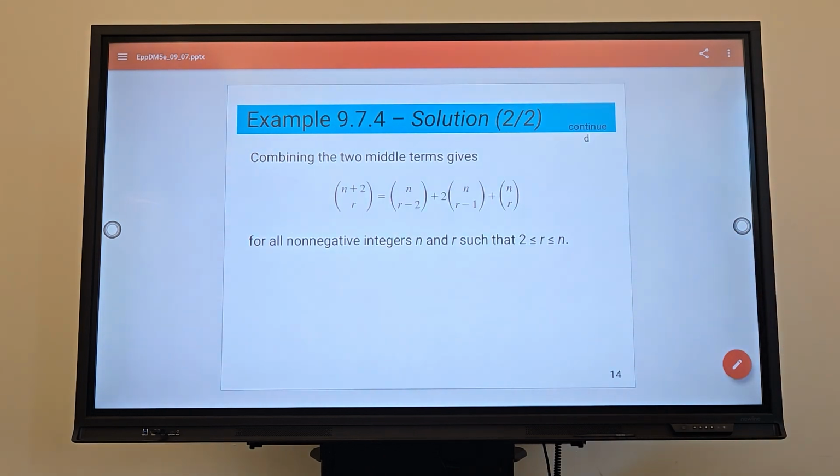Combining the middle two terms gives the final result for all non-negative integers n and r such that r is between 2 and n inclusive.